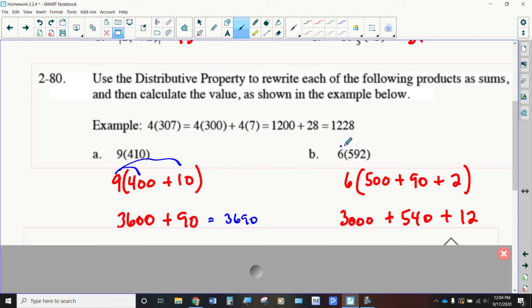And in this case, 6 times 592 would be 6 times 500, which is 3,000. Actually, let me do it down here. This is better to do it here. Then you do the 6 times the 90, which would be 540, and then 6 times 2, which is 12. So by the time you add all those together, our grand total ends up being 3,552.